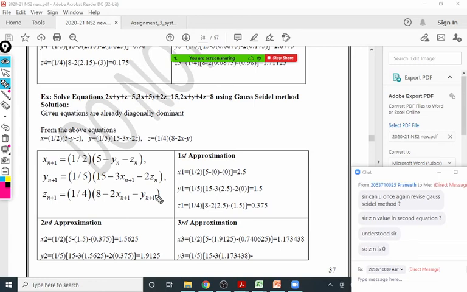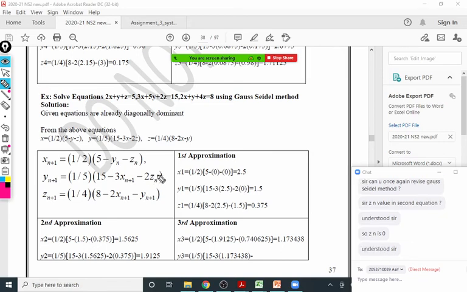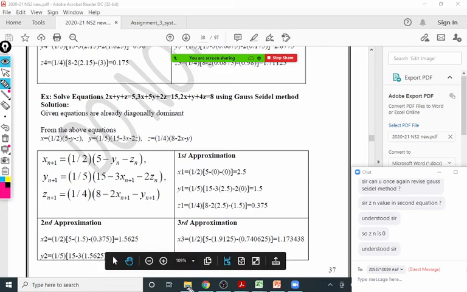So in the Seidel method, Zn is 0, because initially x0, y0, z0 are all 0. We started with 0, 0, 0 only. Okay, that way. So I will show you one more here. Just 1 minute.